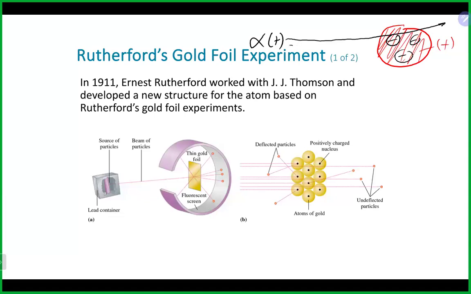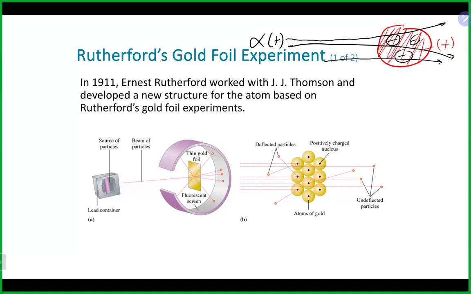So they expected to shoot these things and it would be able to pop through all that positive charge because the positive charge is really spread out over the entire atom. These alpha particles are moving really fast and they're heavy. So they're able to kind of pop through and come to the other side. They were actually really, really surprised when they did the experiment.